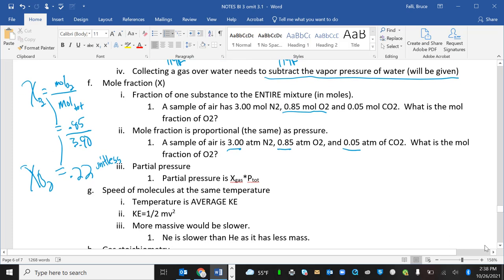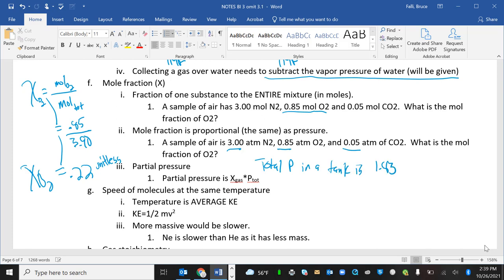If you ever wanted to find the partial pressure of something, you can take the mole fraction of the gas times the total pressure. So if I told you the total pressure in a tank is 1.83 atmospheres and helium has a mole fraction of 0.888, find the partial pressure.